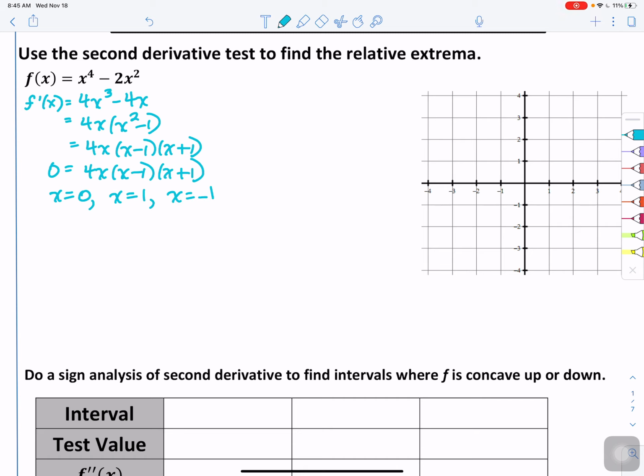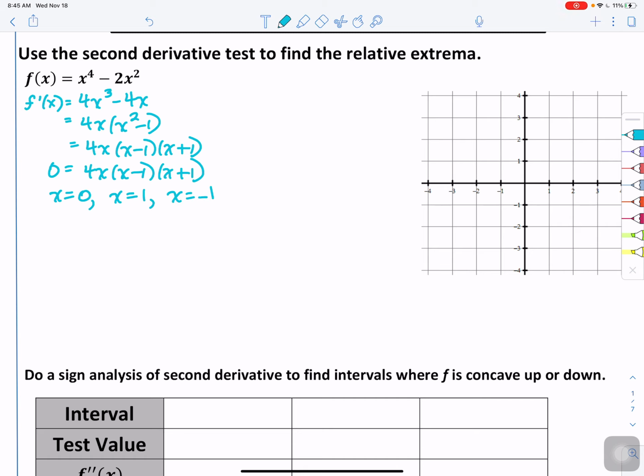Now let's go ahead and find the second derivative, and that is 12x squared minus 4. We can factor a 4 out, 4 times 3x squared minus 1, and we'll just go ahead and leave it like that. We'll set that equal to 0. And we get x squared equals 1/3, or x equals plus or minus 1 over root 3.